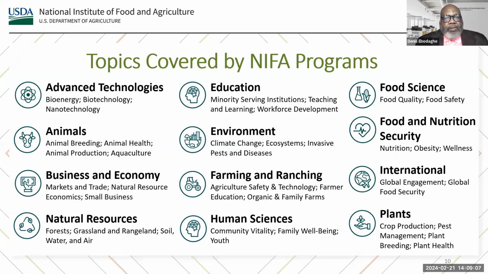There are 12 topics covered by NIFA programs, and they include animals and plants, advanced technologies, business and economy, natural resources, and with BFRDP, it's in farming and ranching. And also, we do have food and nutrition security, as well as an international division within NIFA.